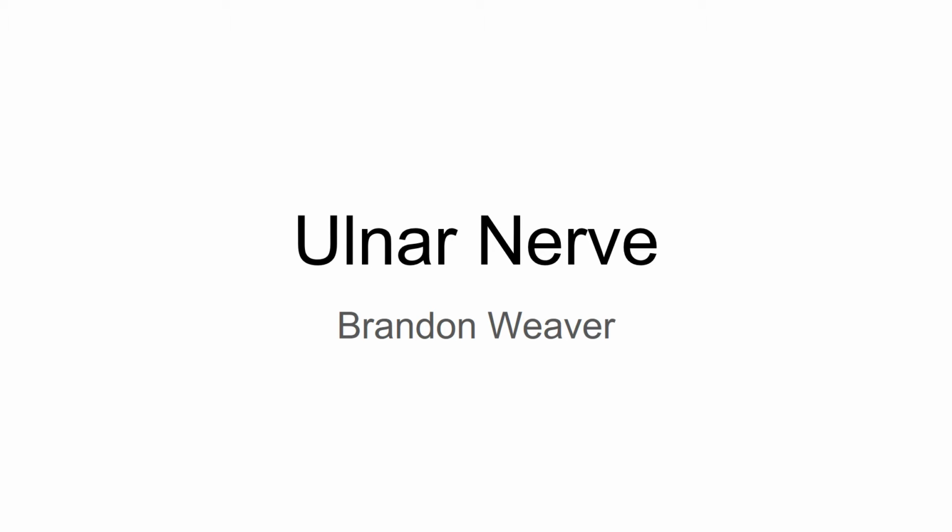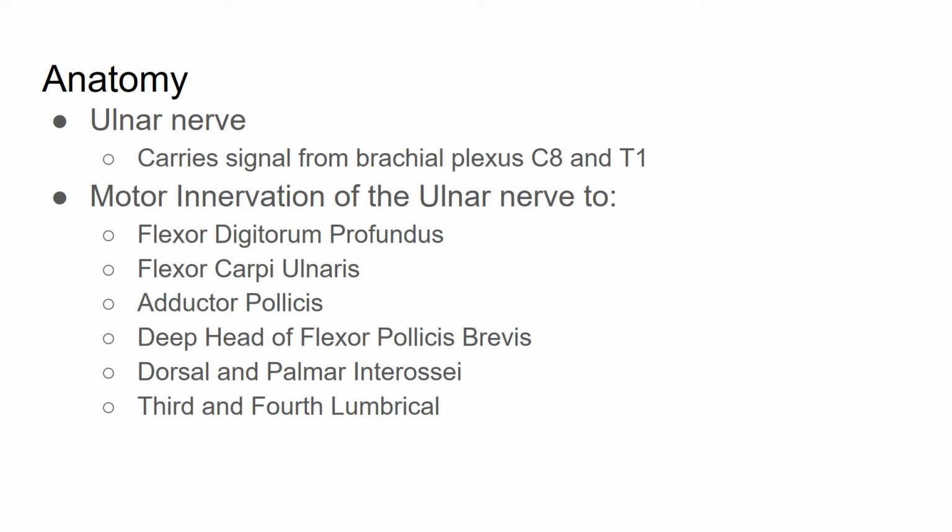Ulnar nerve injuries and conditions. The ulnar nerve is one of the 5 terminal branches of the brachial plexus and arises from the medial cord. It runs down the medial side of the arm, forearm, and into the wrist, hand, and fingers.